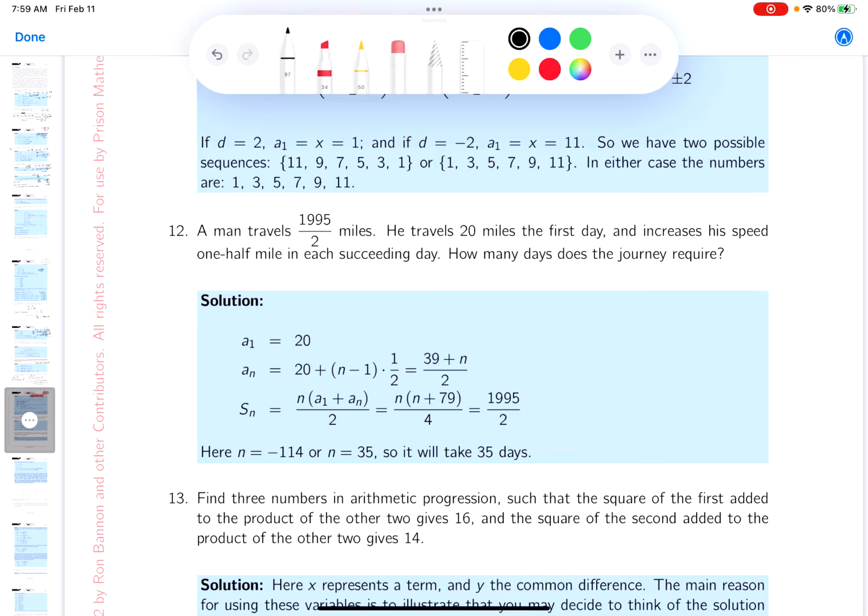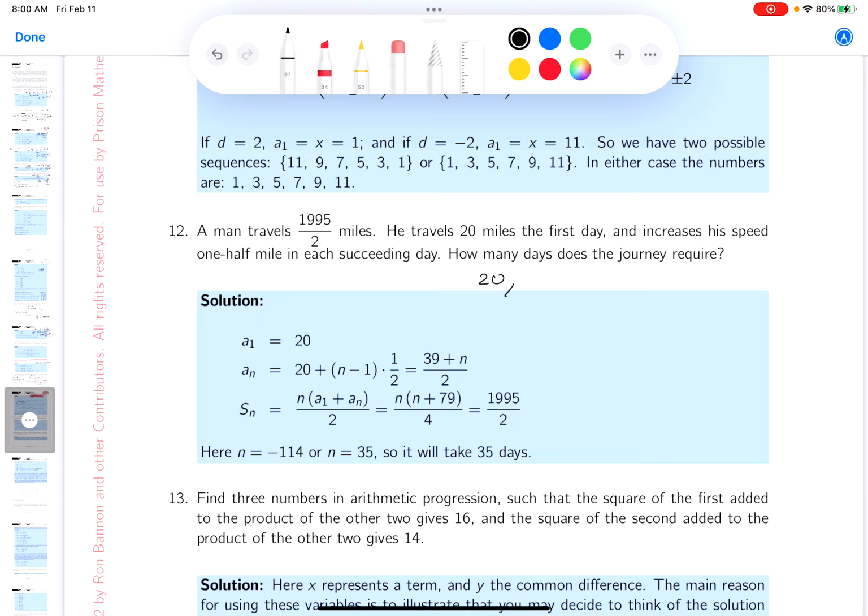Okay, we're given a problem. We're told the man travels a weird number of miles, 1,995 over 2. I would leave it at that. I wouldn't get the decimal for that. It says he travels 20 miles in the first day. Let me write that down then. 20 miles the first day. And then it says he increases his speed 1/2 of a mile in each succeeding day.